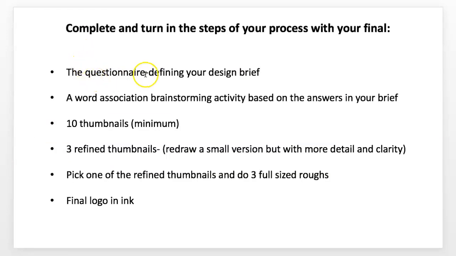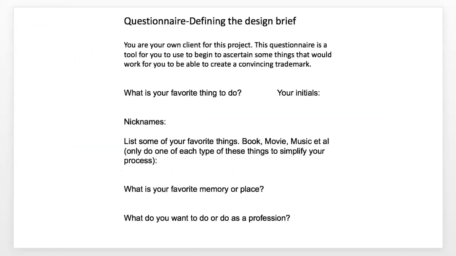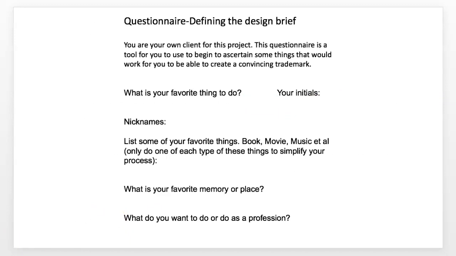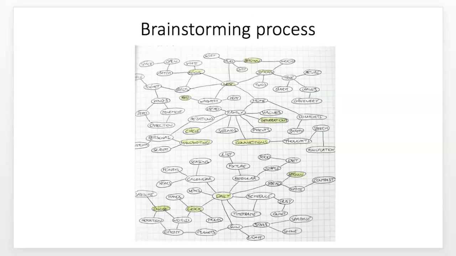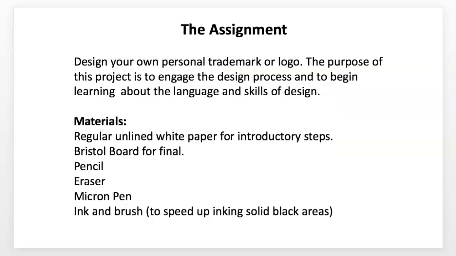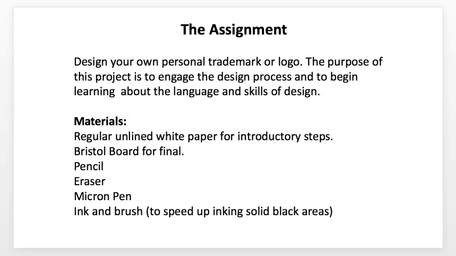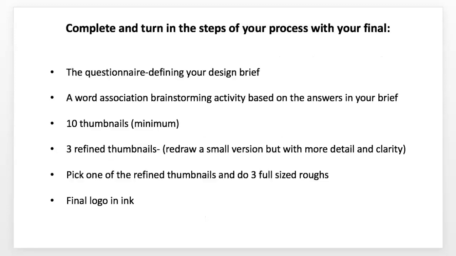So, do the questionnaire defining your brief. That's the one on there, on the module. What's your favorite thing? Your initials, nicknames, list some things you like, favorite place or memory, what do you want to do as a profession? Okay? A word association, brainstorming activity. That's where you do this right here. Thought bubbles. All these documents are on your module.